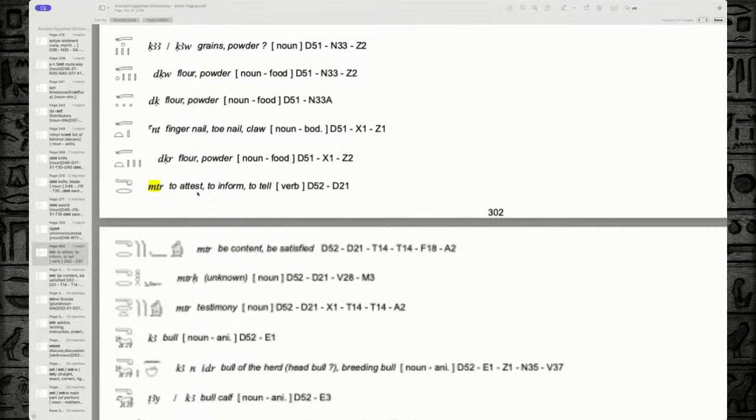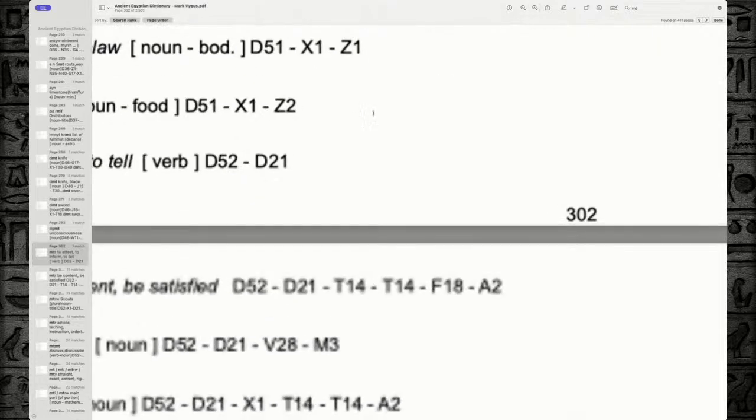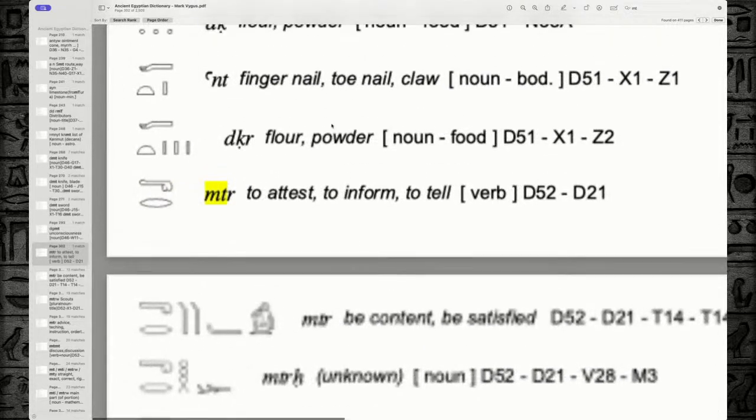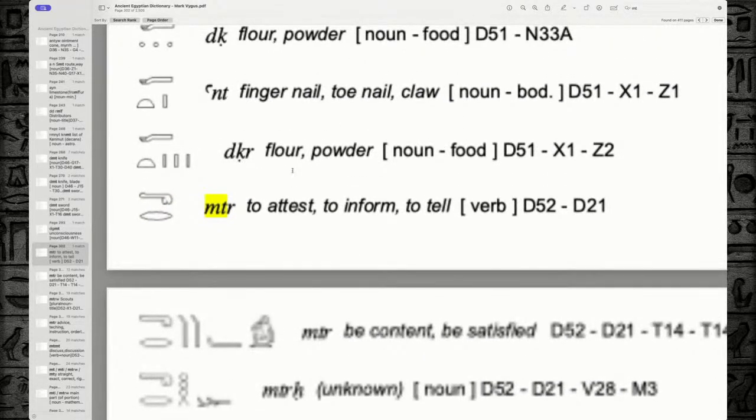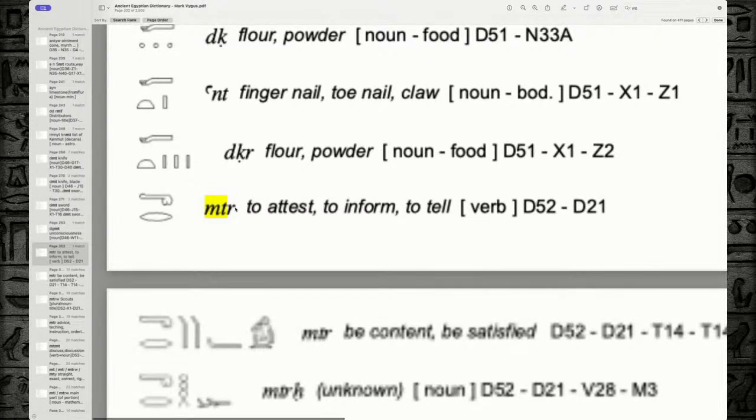Now, what I have on the screen here is this word, and I'll see if I can blow it up even more. This word here, meter, is transliterated as MTR. Excuse me, not ME, but MTR. Okay, y'all see it on the screen? It should be big. It's highlighted in yellow. Now, what I want you to pay attention to is the glyphs that spell that word. We have D52, which is a phallus, and then an open mouth.